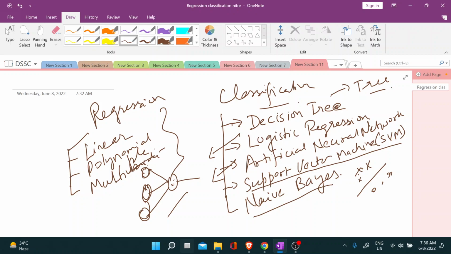Based on the data set and the problem, we can use any one of these techniques to classify. The classifier which produces more accuracy, we use that technique for our classification task. These are the advanced ones. ANN and support vector machines are the popular techniques which produce more accurate results. So you can learn these techniques to use for classification tasks.